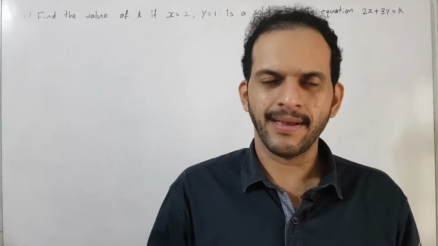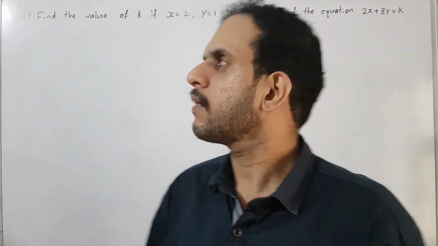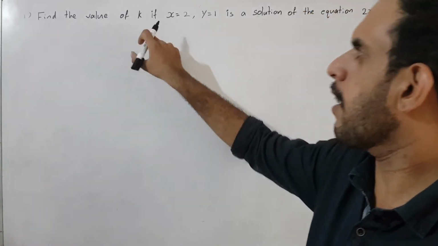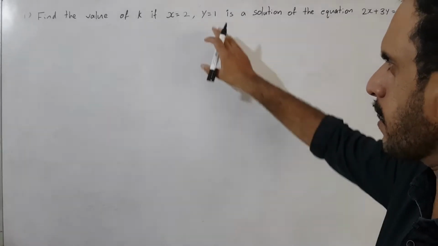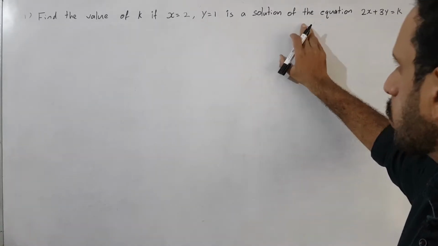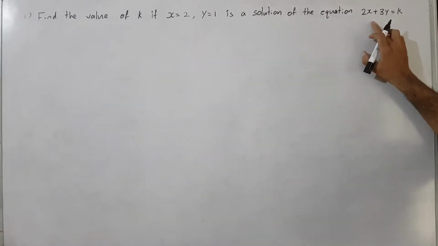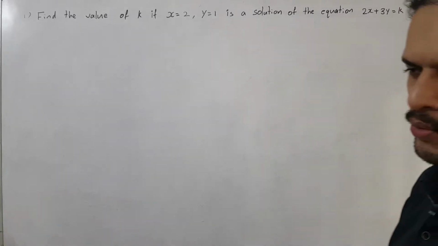Okay, the next question. The question is like this: find the value of k if x is equal to 2, y is equal to 1 is a solution of the equation 2x plus 3y is equal to k.